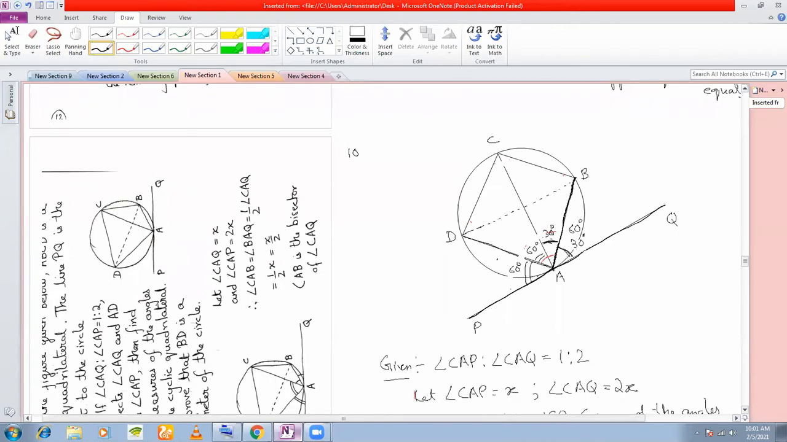So what comes to your mind first? When you see a chord and a tangent intersecting at the point of contact, angles in alternate segments should come to your mind. So you must look at which angles are in the alternate segment. This 30-degree angle is in the minor segment. This must be equal to the angles in the major segment on this chord. This angle is on this chord, so this must be 30 degrees, because of angles in alternate segments. And this angle is also on this chord, so this must also be 30 degrees.